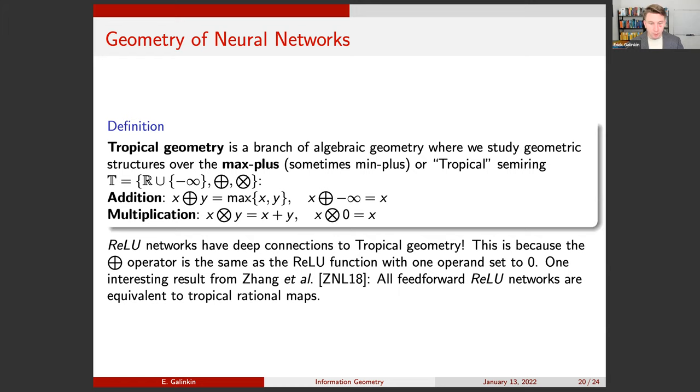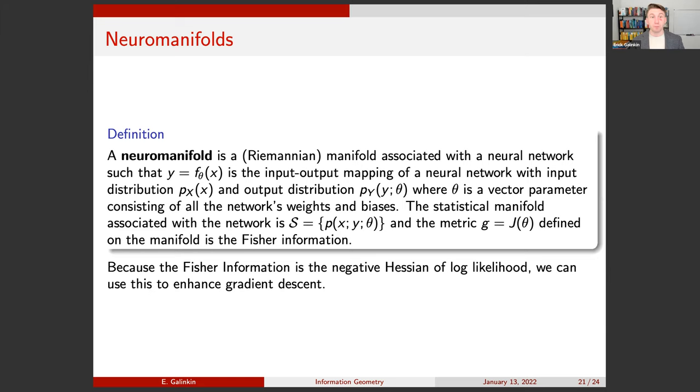Cool. So I'm going to blaze through this part. This just defines a neuromanifold. A neuromanifold is the manifold associated with a neural network, not in the tropical sense, in the general sense. You have your parameter space, and if you've ever trained a neural network, you know that your theta, since it's all the network's weights and biases, can be very, very large. It can actually be billions of parameters, which means that you are going to have billions of dimensions on your manifold. Not great, not super great.